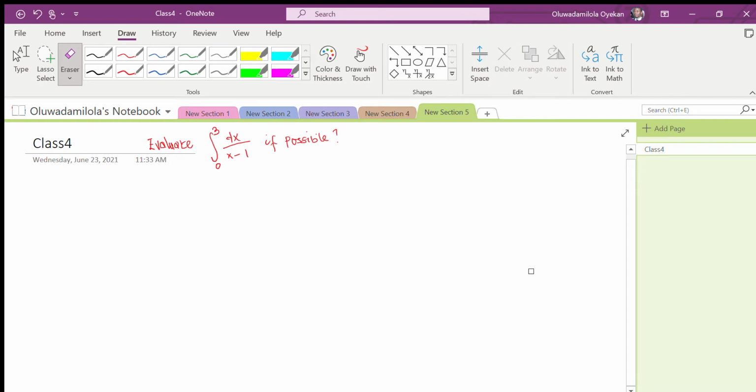Today we shall be looking at a problem on the screen. We are asked to evaluate this integral if possible. Now this kind of integral is called a discontinuous integrand. It's an improper integral. How do I know it's an improper integral? If you check the last video, I talked about an improper integral that's type 1, called infinite intervals, and this one is type 2, which is called discontinuous integrand.